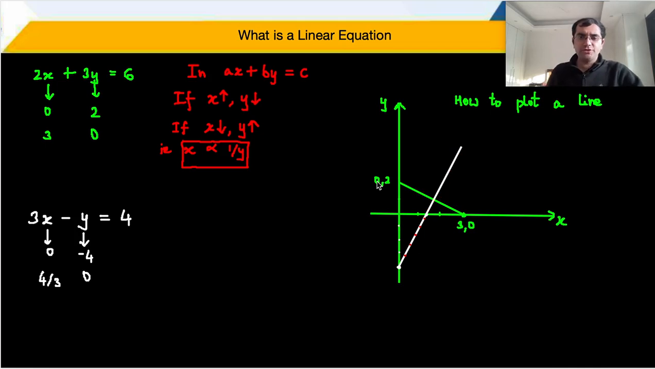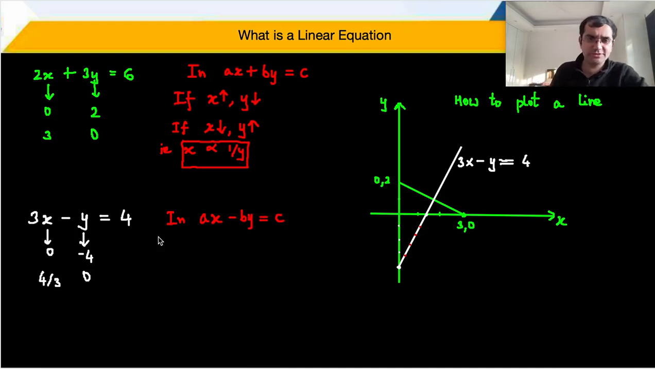Okay, so now in this particular new equation type, which is 3x minus y equal to 4, which I have given you another example for equation plotting. In ax minus by equal to c, there are only 2 equation types, ax plus by equal to c and ax minus by equal to c.